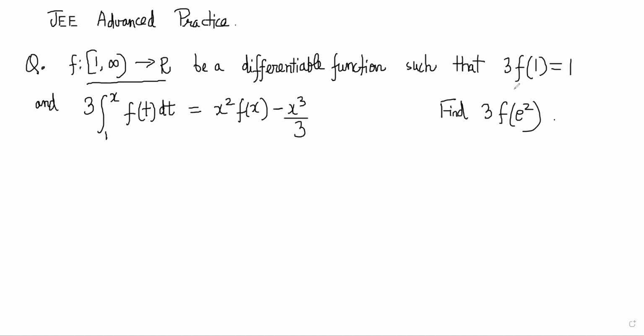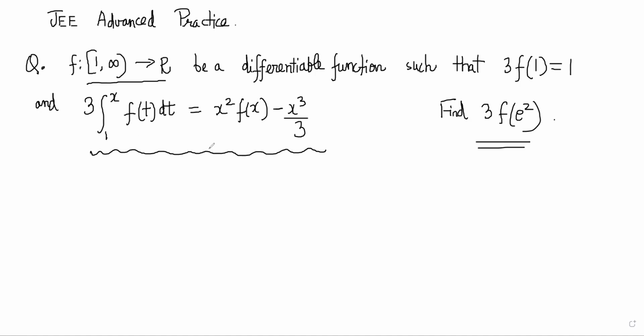such that f of 1 is 1 by 3. And we have this relation, 3 times integral of 1 to x f of t dt is equal to x square f of x minus x cubed by 3. We have to find the value of 3 times f of e square, right? So when we look at this problem, obviously we have to analyze this condition. And since it's an integral from 1 to x, we should apply Newton-Leibniz formula and differentiate this.